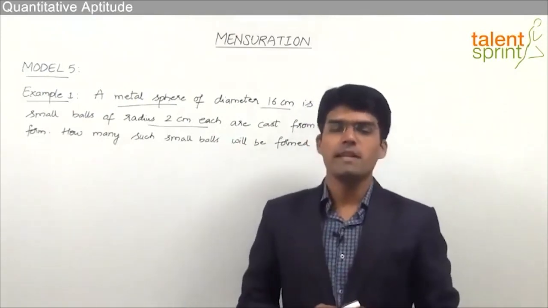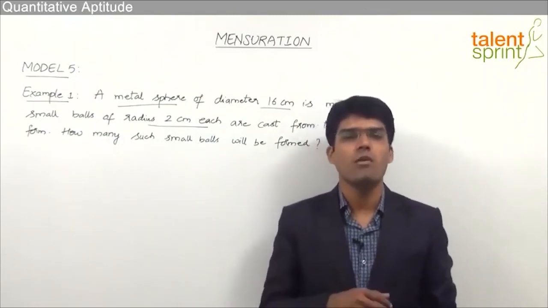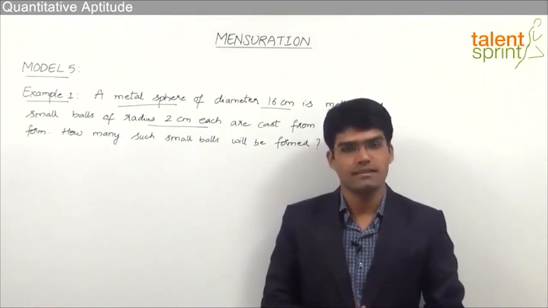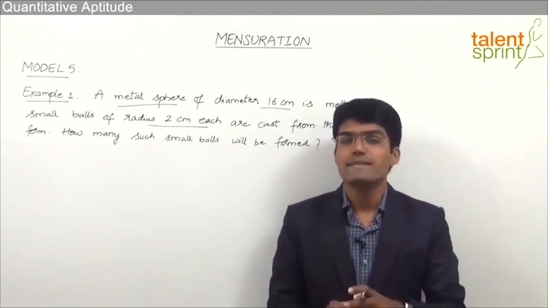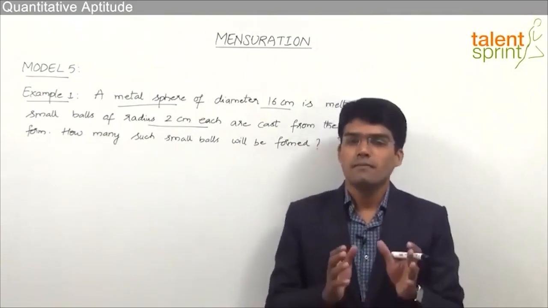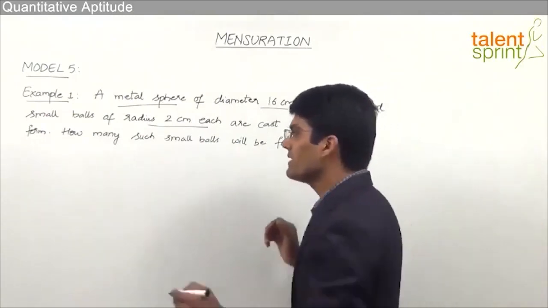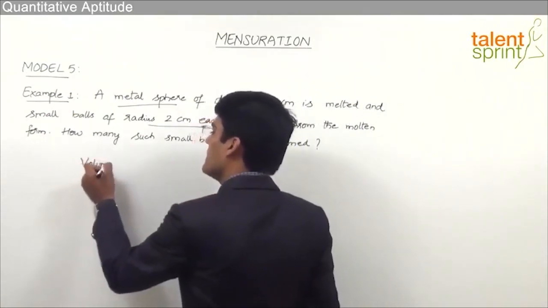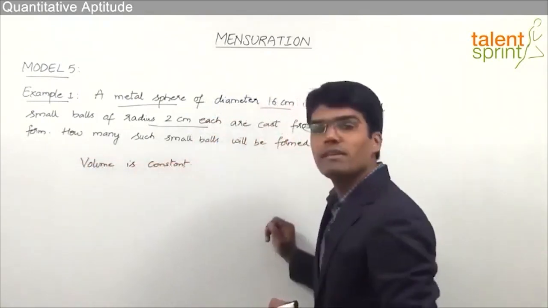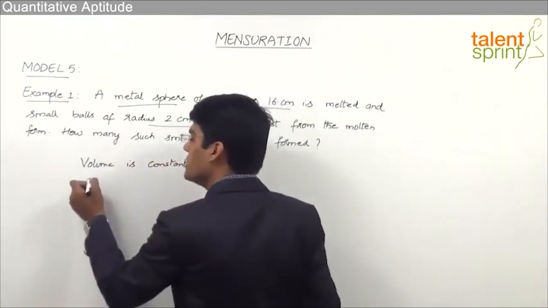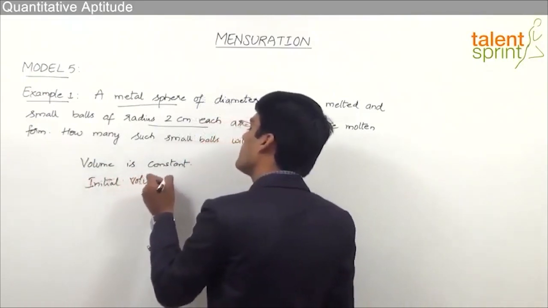One important point that we need to understand here to solve such questions is that whenever a solid is converted from one form to the other, its volume remains constant. That is, whenever one solid shape is constructed to some other solid shape, or maybe same shape of different size, the various parameters may change, but volume will always remain constant. So the concept here is that volume should always be constant. Whenever conversion of solid takes place, volume is to be taken as constant. That means total initial volume should be equal to total final volume.